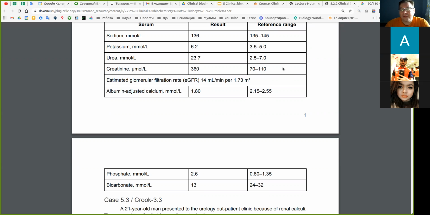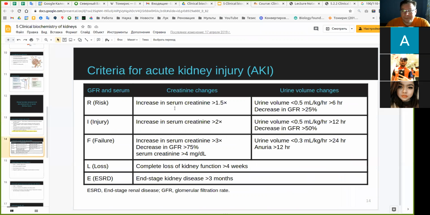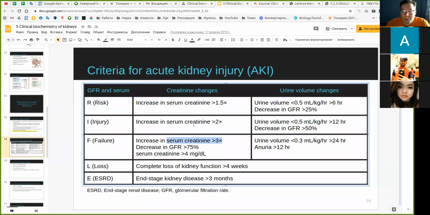So we can conclude that these changes in the concentration of potassium, urea, and creatinine are the main signs that can give us information about the rate of damage of the kidneys in these patients. Let's look at the table. We see the concentration of serum creatinine is more than 3 times the highest normal concentration. So we can conclude that this patient has a kidney failure stage. That's it. This is the conclusion for this clinical case. Let's look at the next.